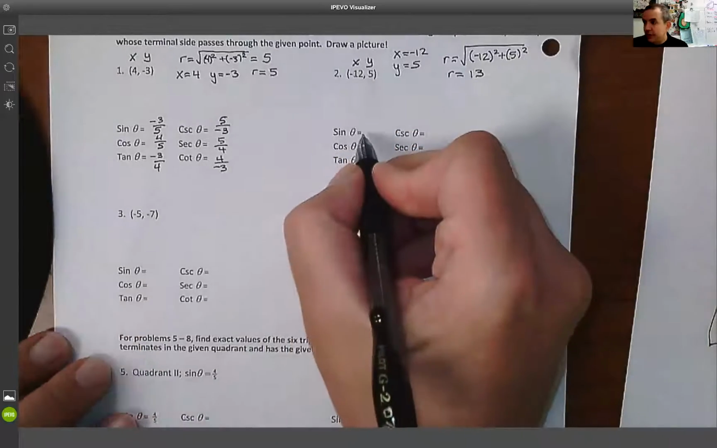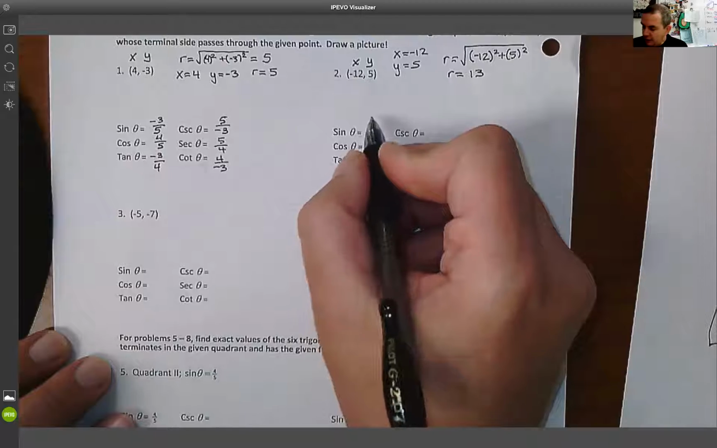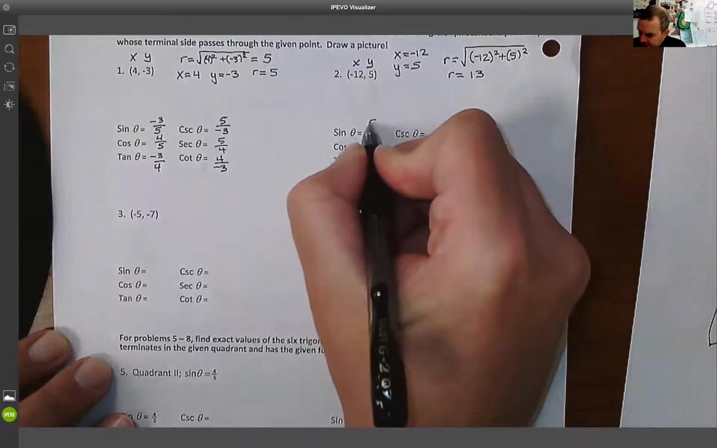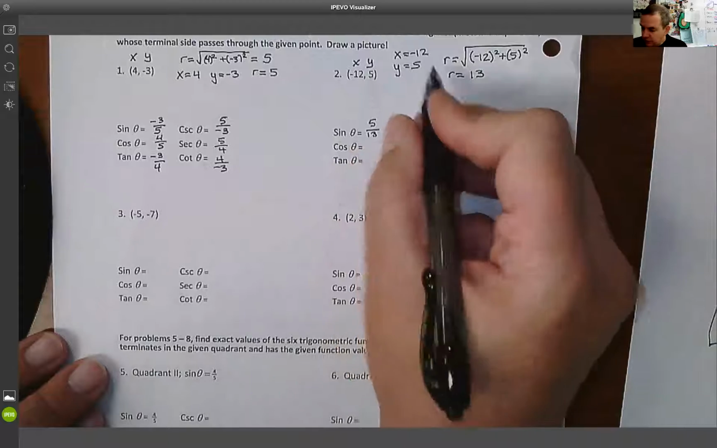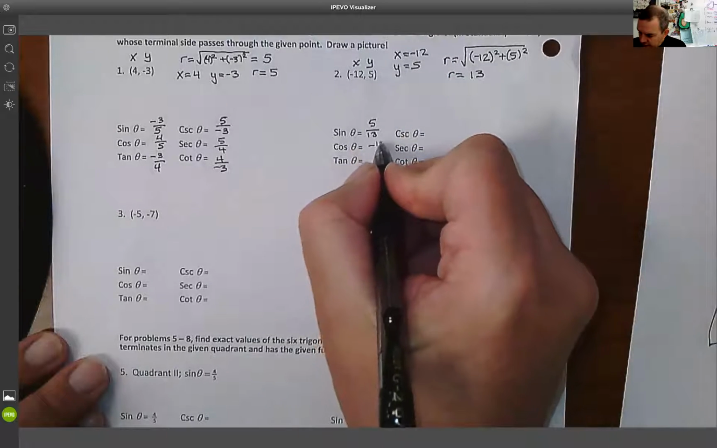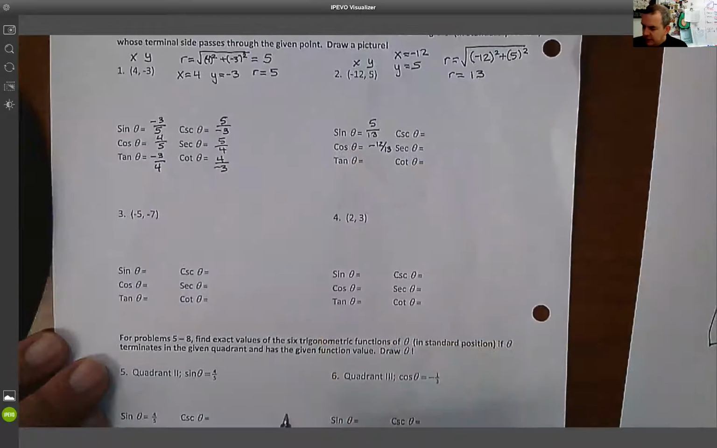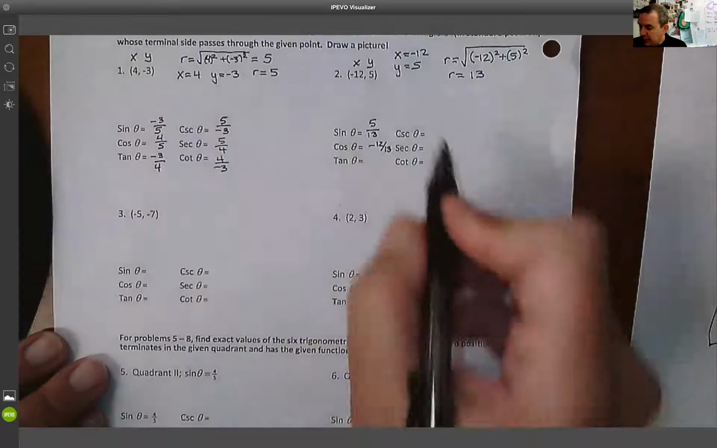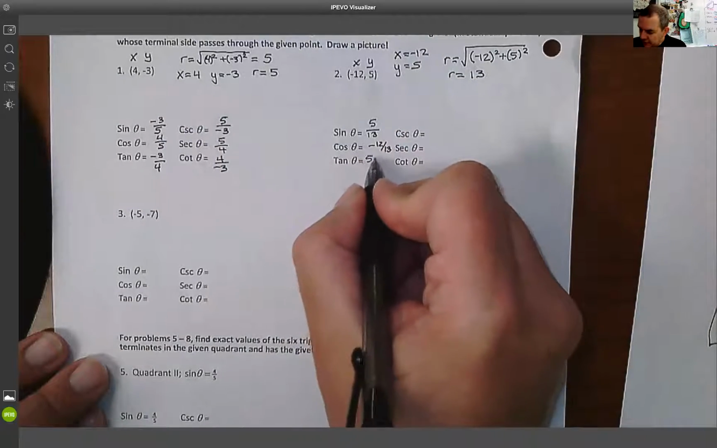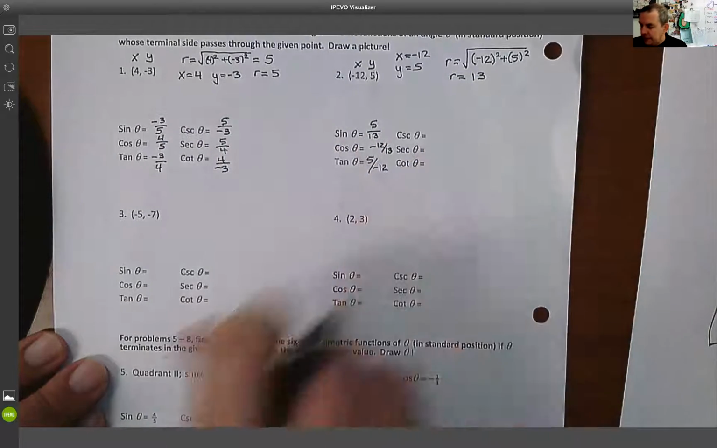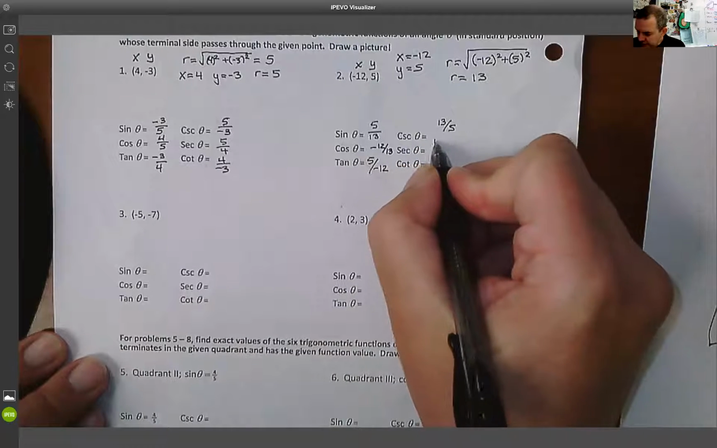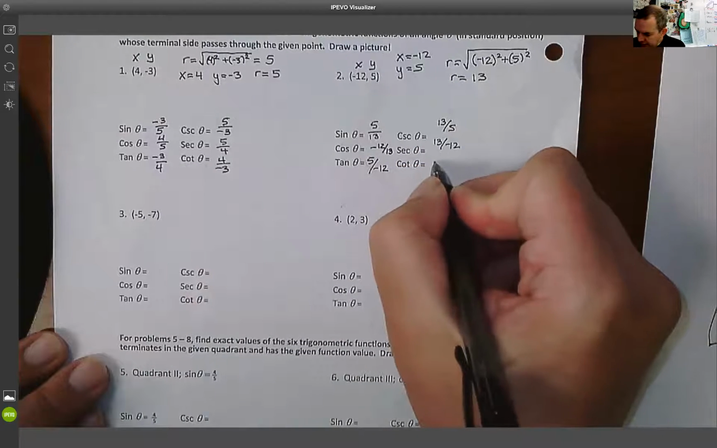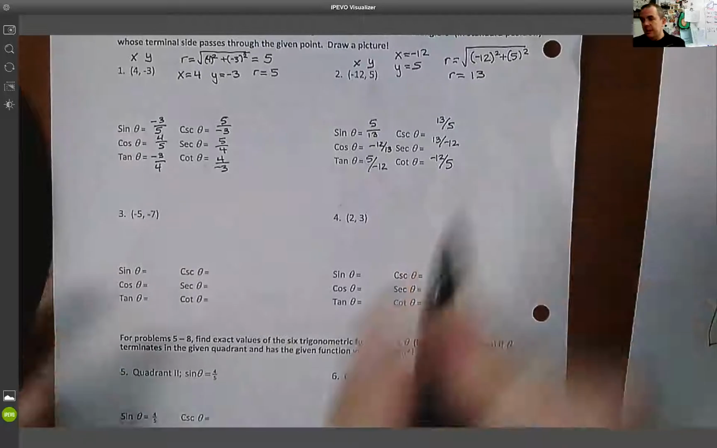So sine of theta is going to be y over r, so 5 over 13. Cosine of theta is going to be x over r, so -12 over 13. And tangent of theta is going to be y over x, 5 over -12. And then to go the opposite direction, we just take the reciprocal of the fraction. So 13 over 5, 13 over -12, and -12 over 5. So that's how we do those.